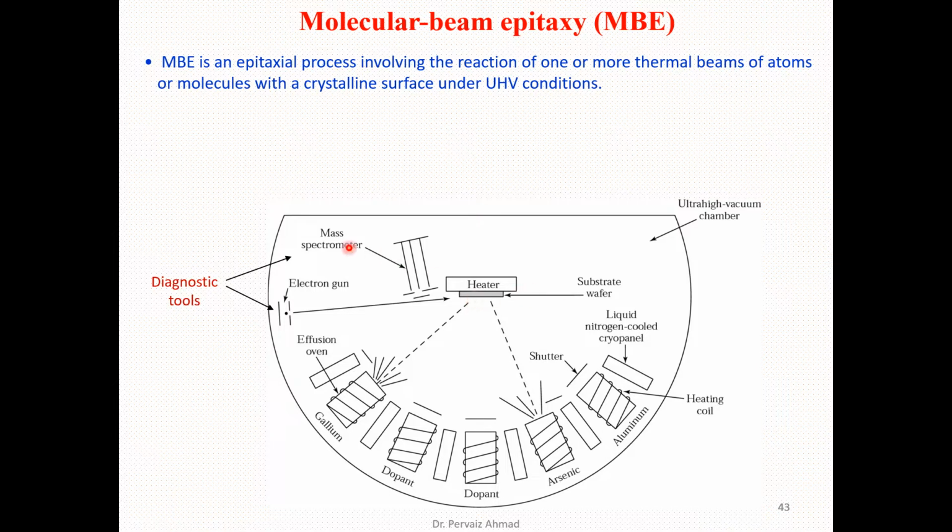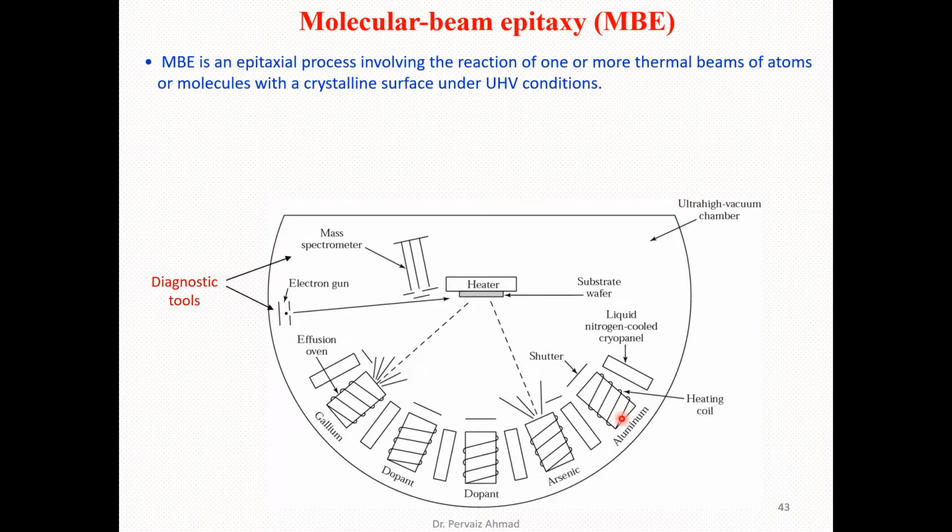Here we have the mass spectrometers, and here you can see the liquid nitrogen cooled panels. So these are basically the different parts of the molecular beam epitaxy system. It's basically a sketch, and we have more atoms, more than one atom.